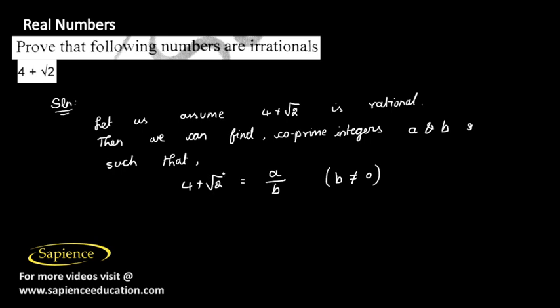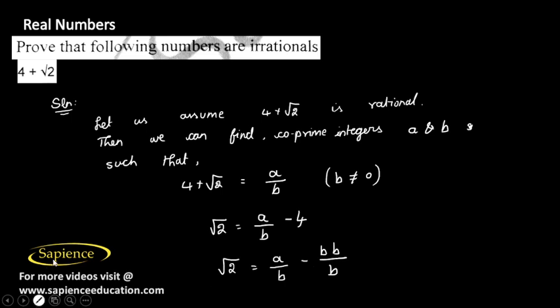Let's keep the irrational term on the left hand side and try to bring the 4 to the right hand side. So this will become root 2 is equal to a by b minus 4. 4 is plus here, and when it goes to the right hand side it will become minus 4. This can be further written as root 2 is equal to a by b minus 4b by b. So root 2 is written as a minus 4b by b.